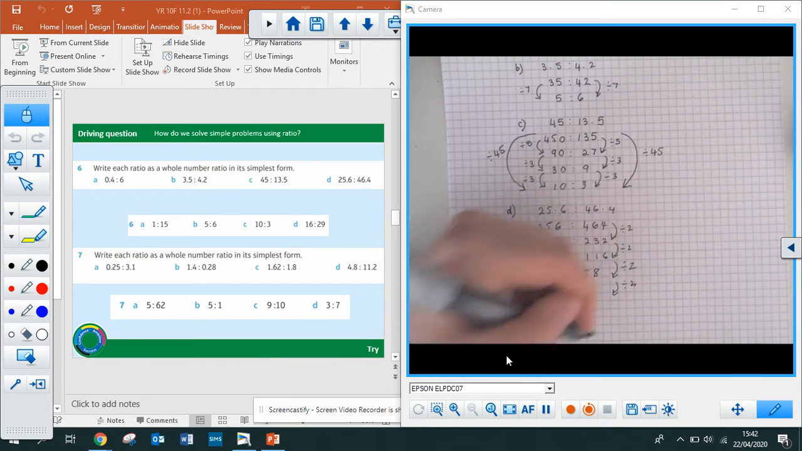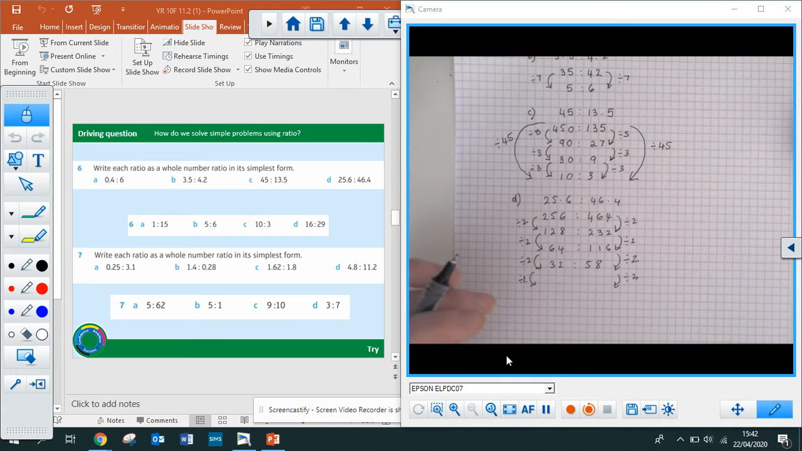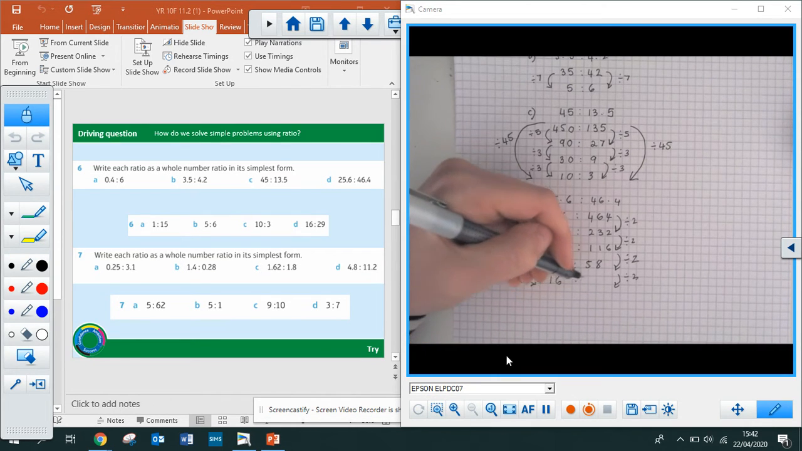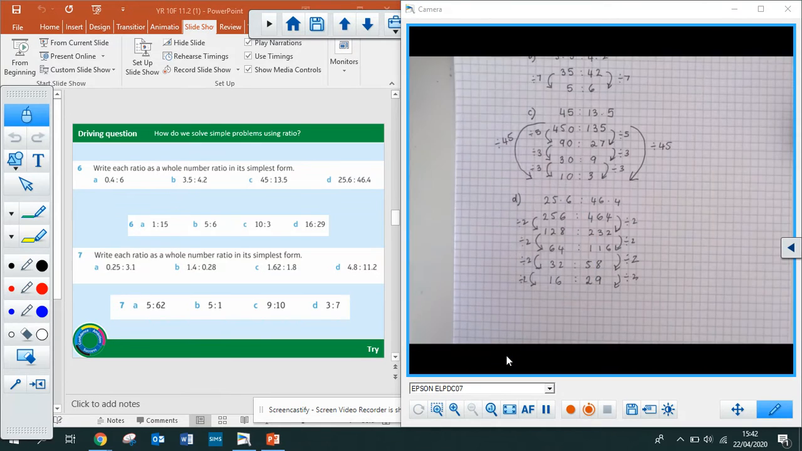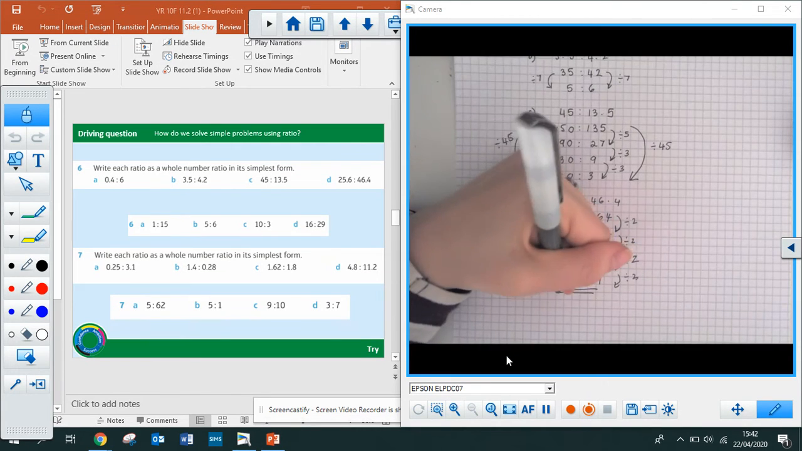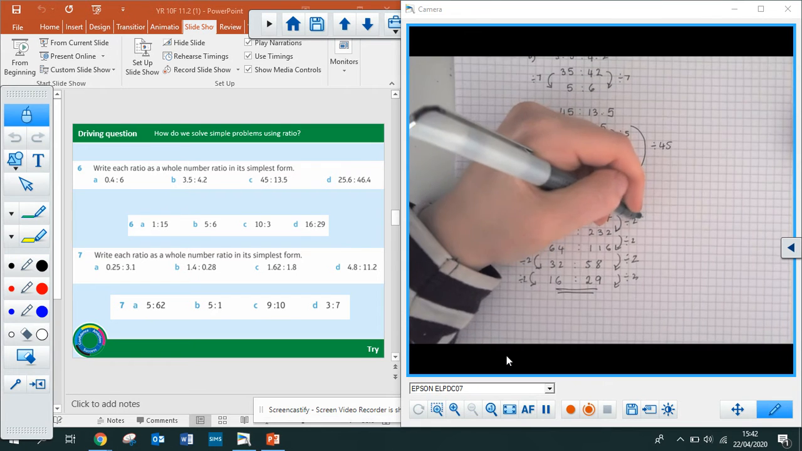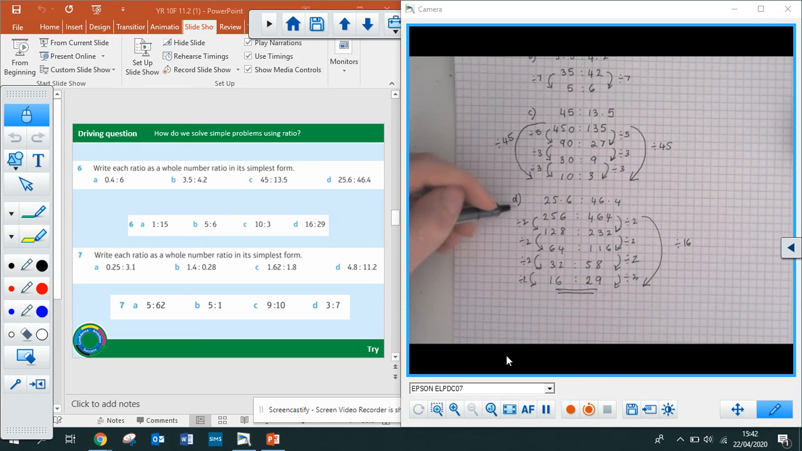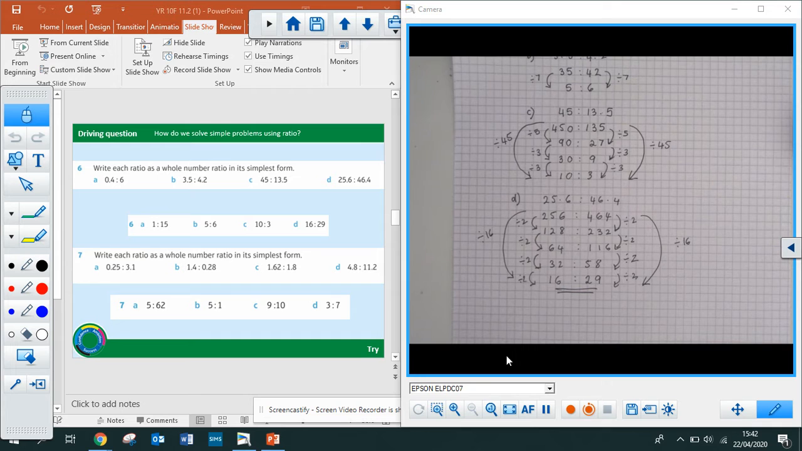Okay, this isn't the quickest way, it's just if you struggle finding the highest common factor. So dividing by 2, you get to 16 to 29. Okay, and that will be its simplest form. So that is your final answer. If you found the highest common factor, you would be dividing by 16. That highest common factor would be 16, and that would have got you to 16 to 29 as well. So whichever way you did it is fine. They both get you to the same answer.